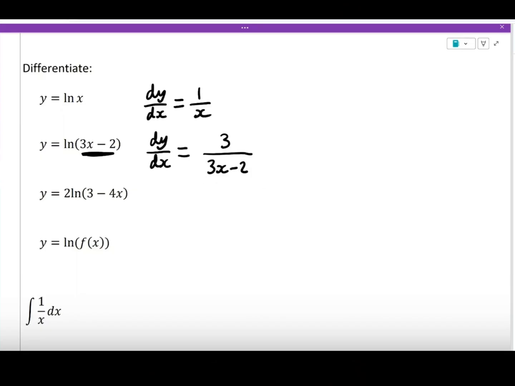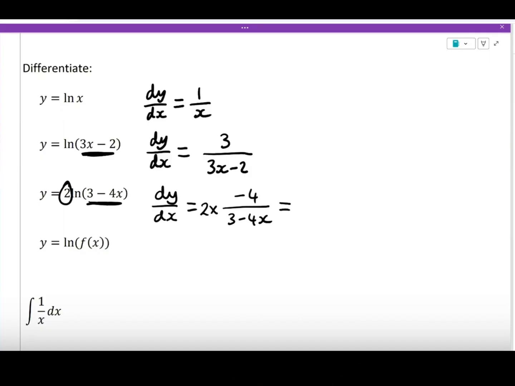Let's look at the next one. This one, we've got a 2 multiplying in front as well. So let's write dy by dx is equal to, okay, the 3 take 4x, that is going to be my denominator. And then we're going to differentiate that to get my numerator. So that would give me negative 4. And then we just need to remember to multiply by 2. So I'd write 2 times like that.